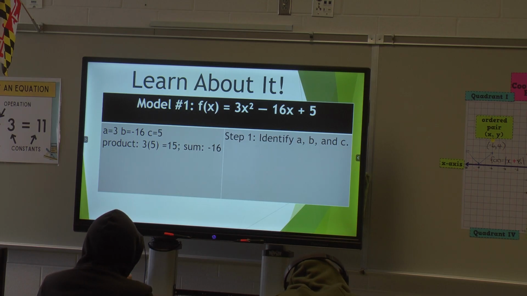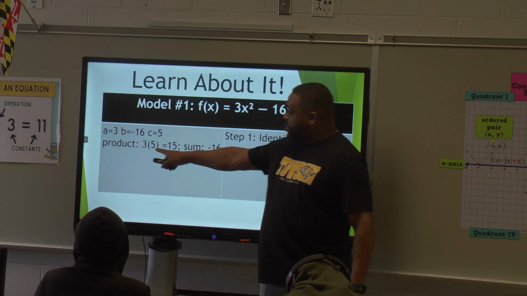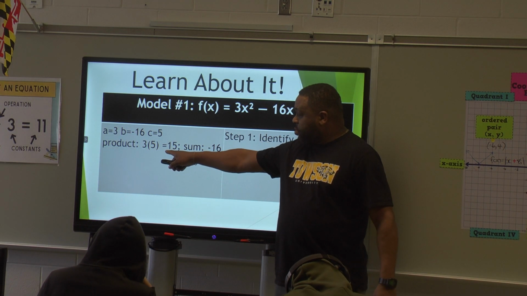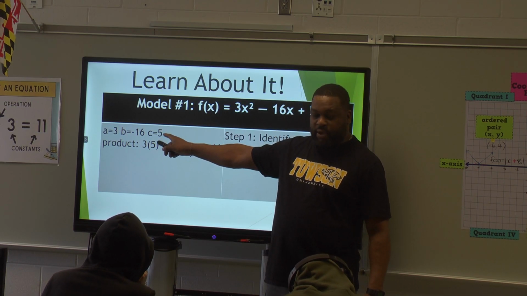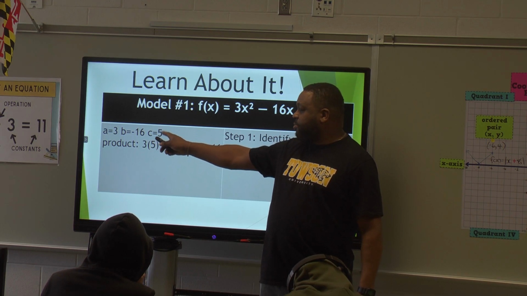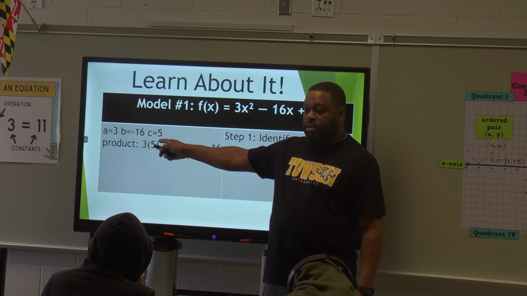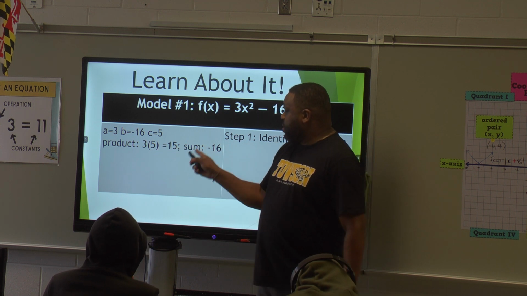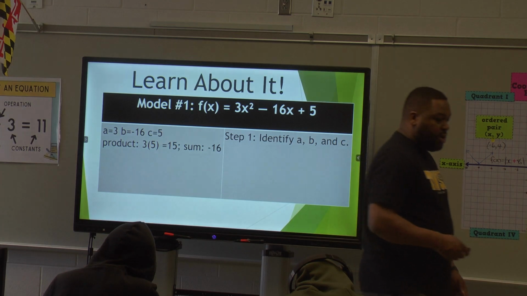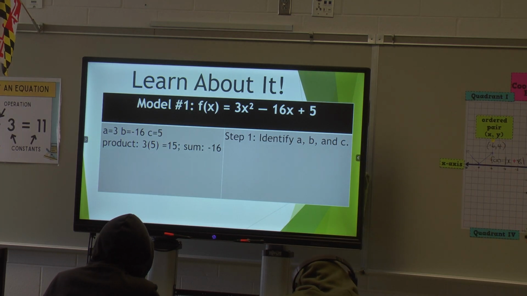We're going to go ahead and combine A and C, which is 3 times 5. What type of operation is this? 3 parentheses 5. Adding, subtracting, multiplying, dividing. Multiplying. Okay, we multiply that, and then we find what two numbers can add to the sum of negative 16.